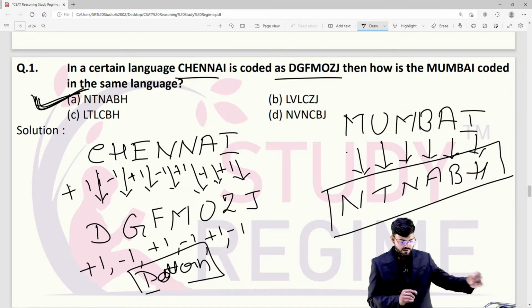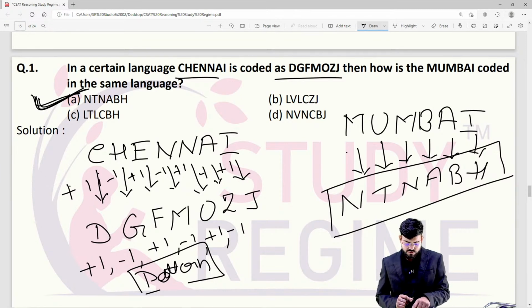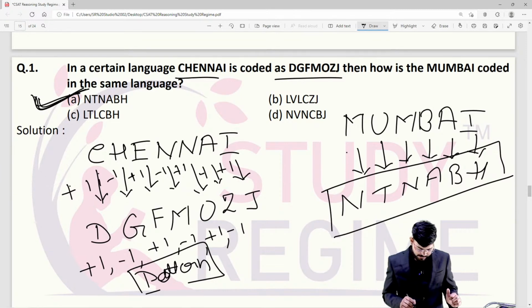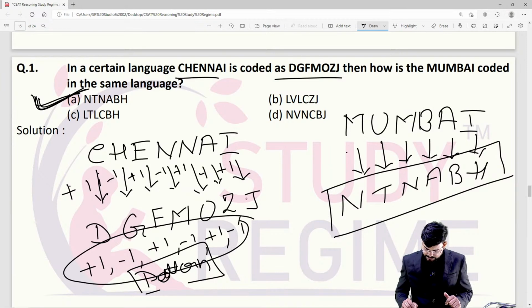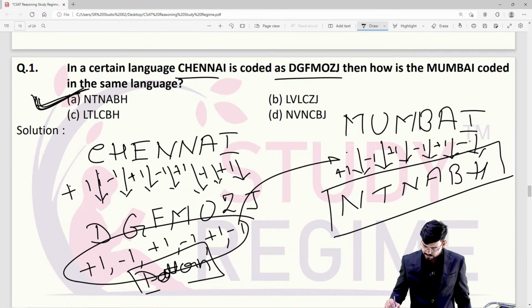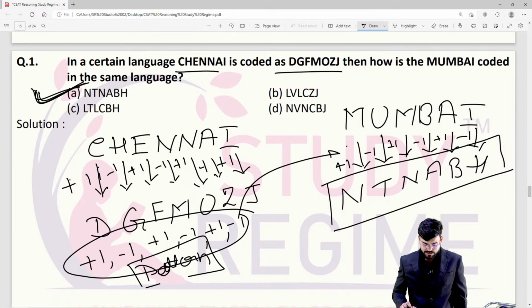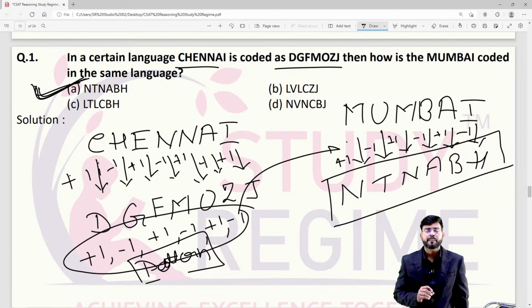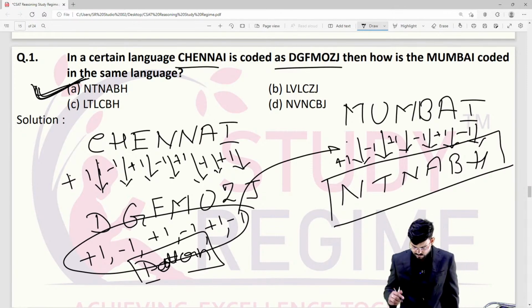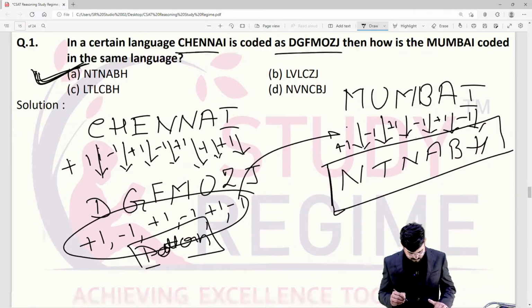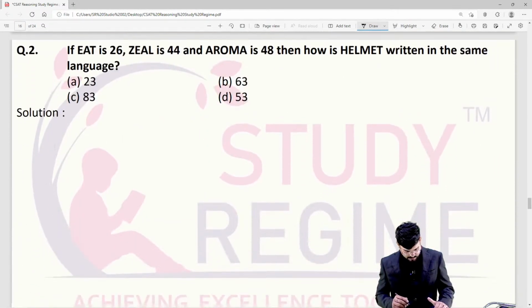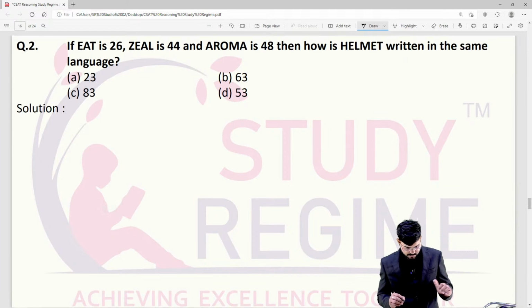Clear? In a certain language, Chennai was coded as this. We have found the pattern over here and we have applied the same formula, plus 1, minus 1, plus 1, minus 1, plus 1, minus 1. Clear? Very easy, coding and decoding. Follow the pattern, write the next alphabet. Okay. Let's move on with the next question.